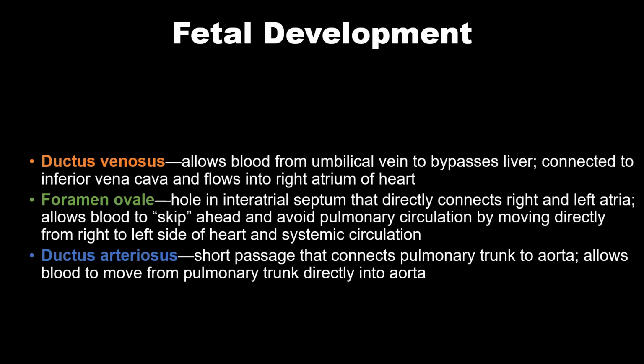And here you can see those being described. Now, the foramen ovale is actually a hole in the interatrial septum that directly connects the left and right atria. The foramen ovale allows the blood to skip ahead and avoid the pulmonary circulation by moving directly from the right side to the left side of the heart with systemic circulation. You have the ductus arteriosus as a short passageway that connects the pulmonary trunk to the aorta. This allows blood to move from the pulmonary trunk directly to the aorta.